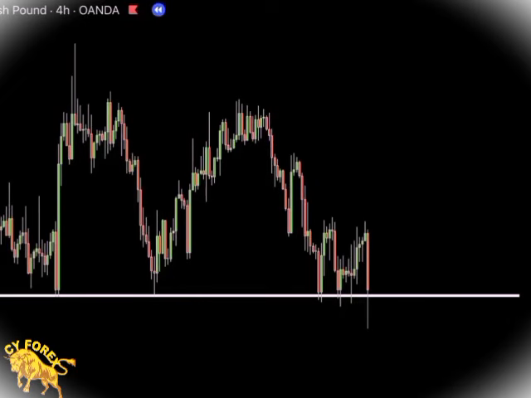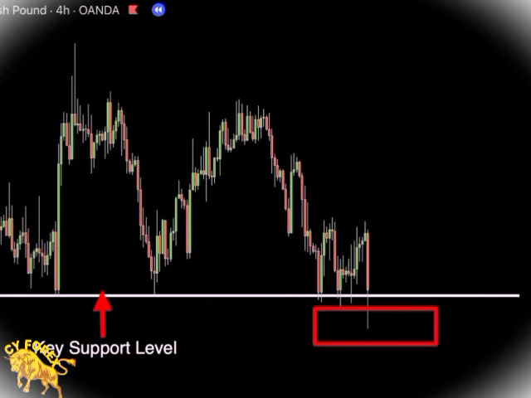Now let's look at another example. Here we have the Euro-British Pound 4-hour chart, an ideal setup for swing traders. As you can see, the market is ranging, and we have a clear key support level. Notice how the market has tested this support level multiple times. Then, the price breaks below the level, only to close back above it. This is a classic liquidity sweep.